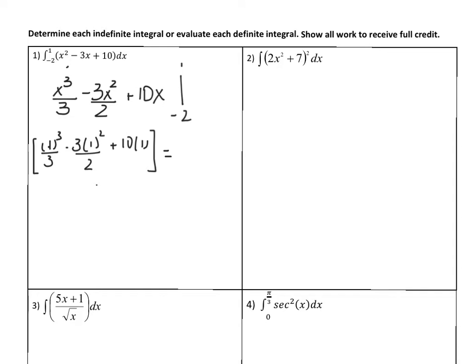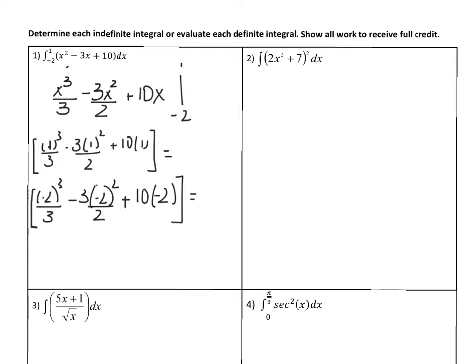So now we're going to get this answer, and we'll put it over here. And then we're going to do the same thing, except now we're going to plug in negative 2 everywhere I see an x. So negative 2 cubed over 3, minus 3, negative 2 squared over 2, plus 10 times negative 2. So we'll get that answer and put it here, and then we're going to subtract them.